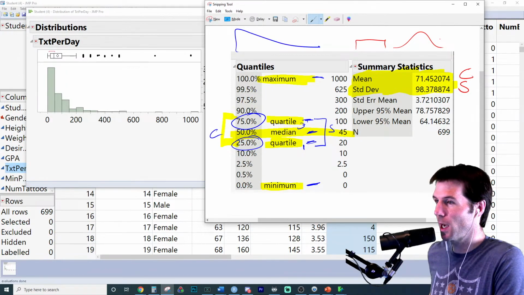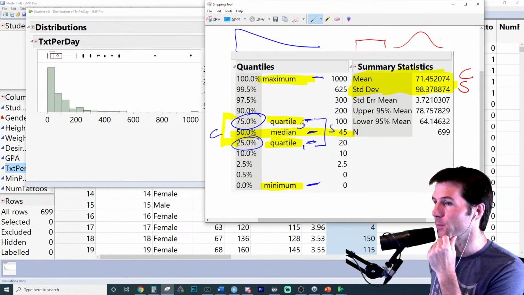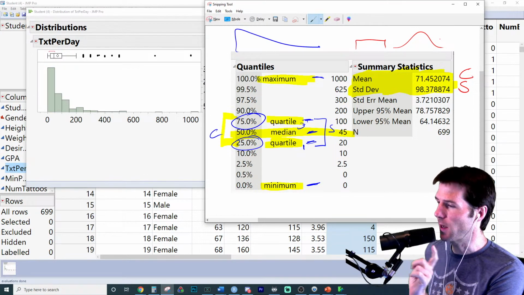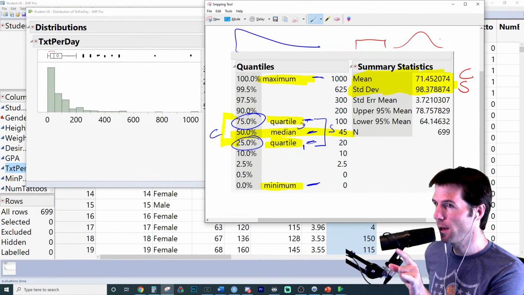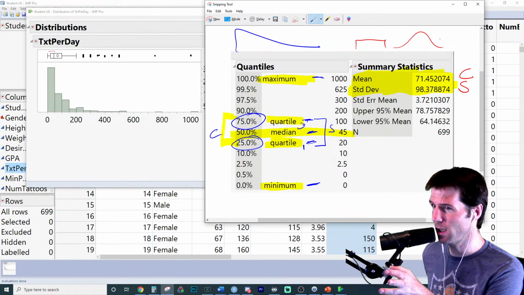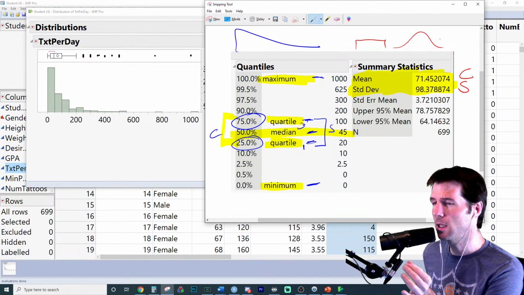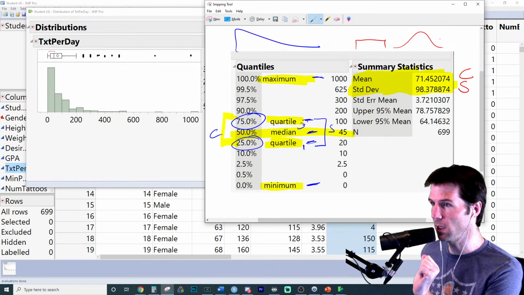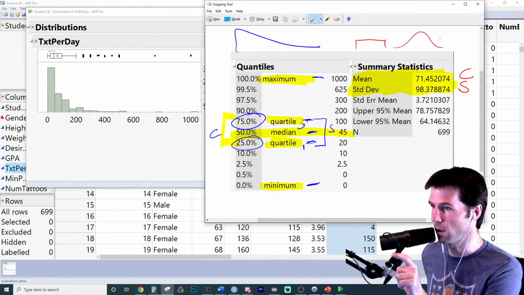Here we go. The interpretation I would say if I was writing this up is, the distribution of students' texts per day is heavily skewed to the right. We also see some extreme outliers of people who said they text 1,000 texts a day, 800 texts a day, and some more mild outliers in the 2 to 500 range. Since the distribution is so heavily skewed, the proper measure of center is the median, which is 45 texts per day.